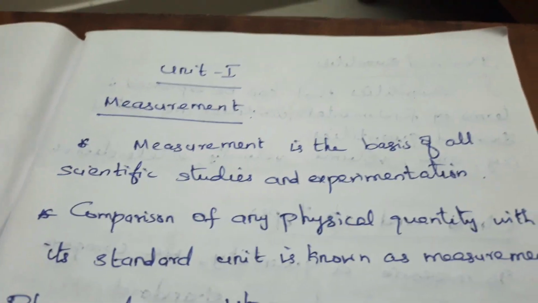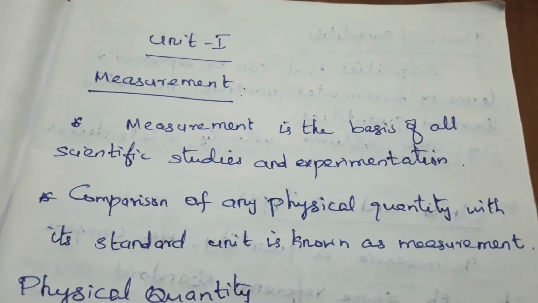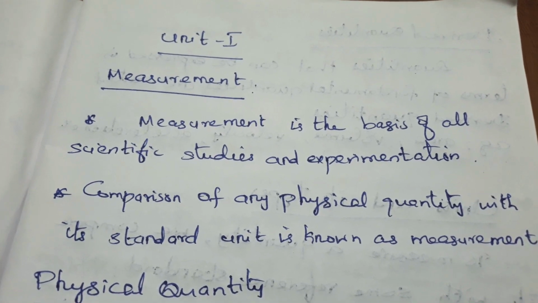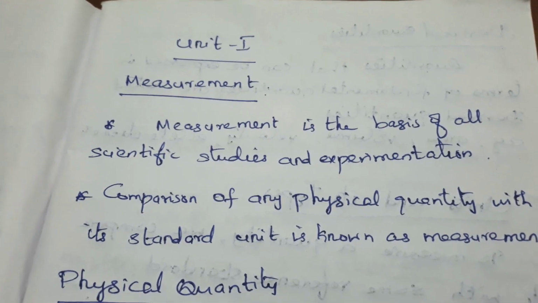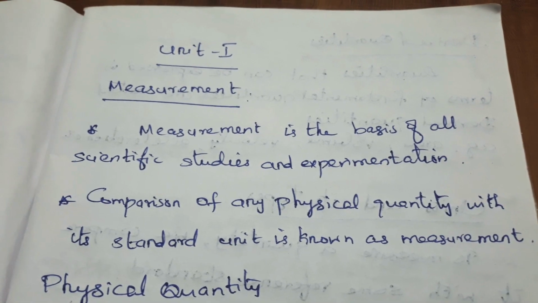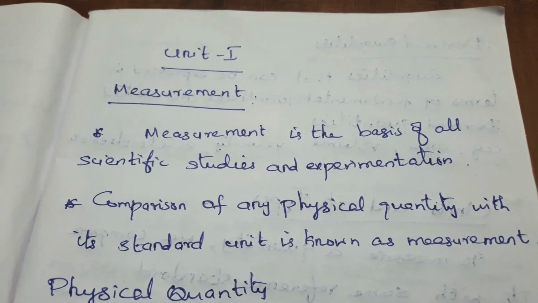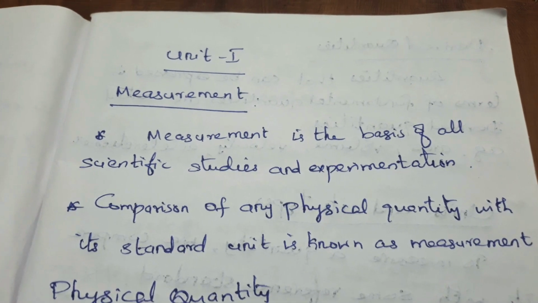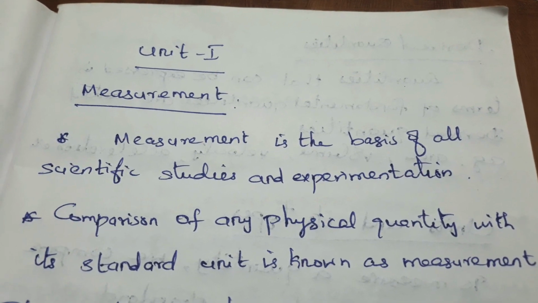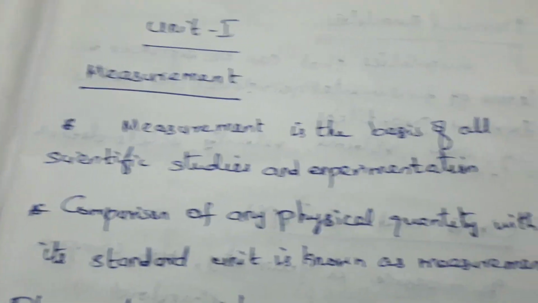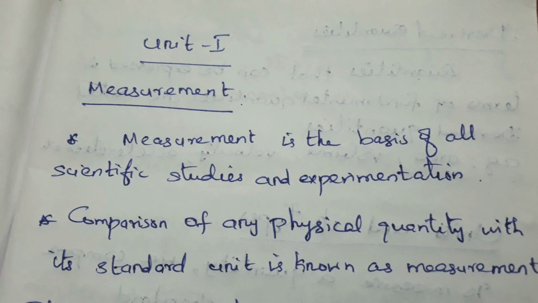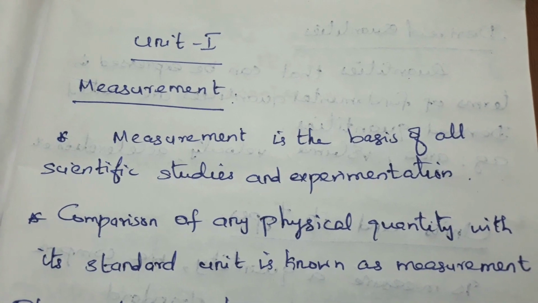Today, we are going to understand the concept of measurement from the first unit, Nature of Physical World and Measurement. Physics is a quantitative science, which means physicists always deal with the numbers which are the measurement of physical quantities.